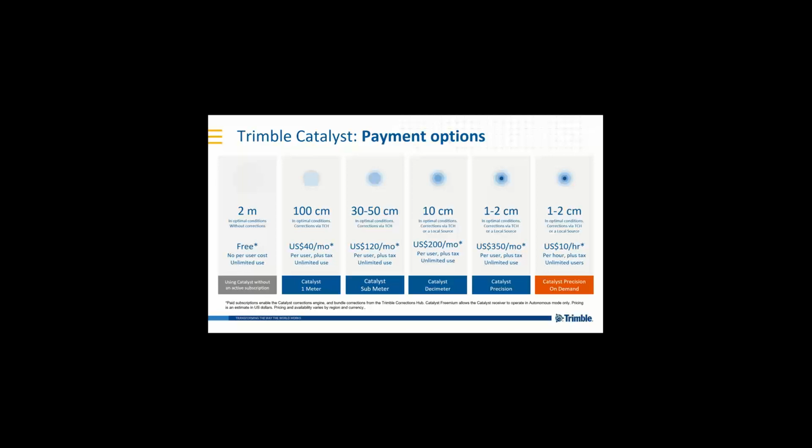One of the important things to recognize about these levels of accuracy is that there are some constraints on where they can be used. I want to show you that here on a website. Give me just a moment to flip over. Too many pages open. So here's the site on which you can purchase the Catalyst antenna and then purchase the associated subscription. Or if you already have the antenna, here's where you can purchase the subscription for what you need. So you can see the precision here: 1 meter, submeter, decimeter, and precision.